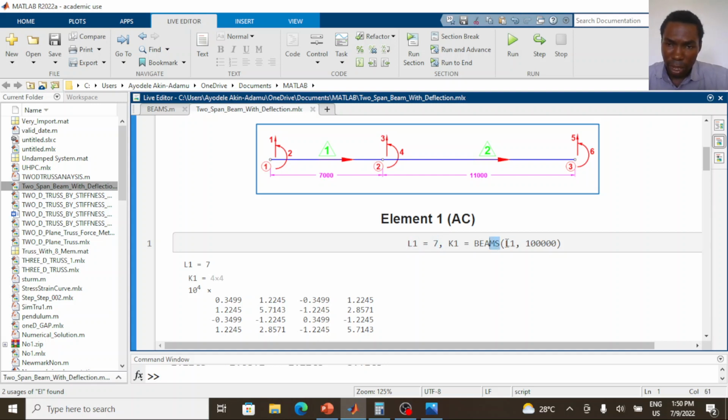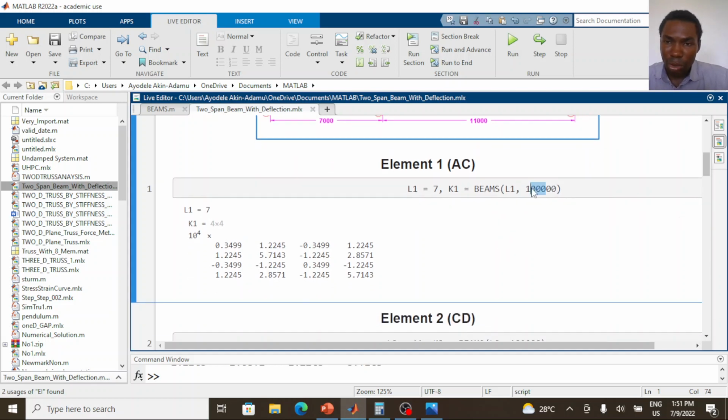I use the function, I enter L1 as the length of the finite element. I enter this value. Okay, I'm working in kilonewton. My unit for force is not Newton, it's kilonewton. So that's why it is 100 times 1000, not times 1 million. So that's why it is 100,000 here. My unit for force is kilonewton. So once I enter these two, this value here is my flexural rigidity.